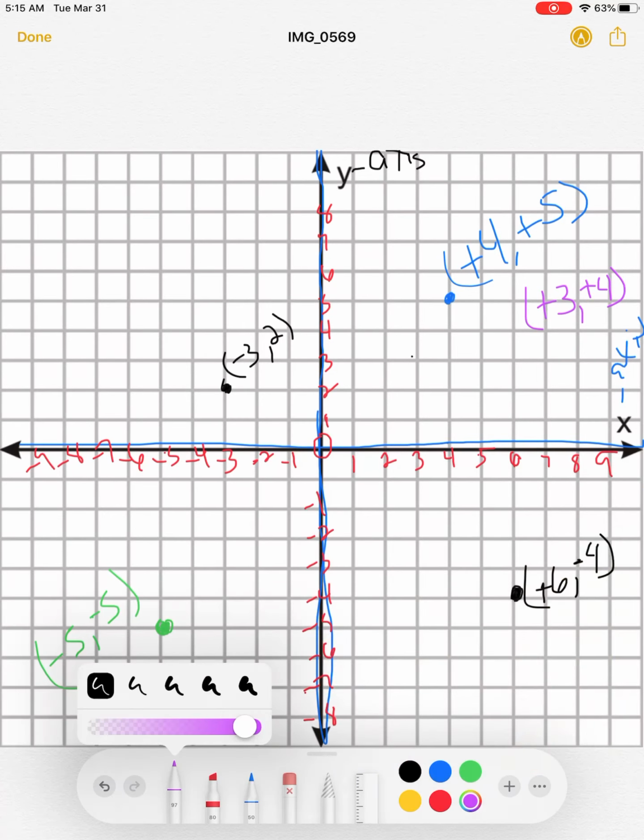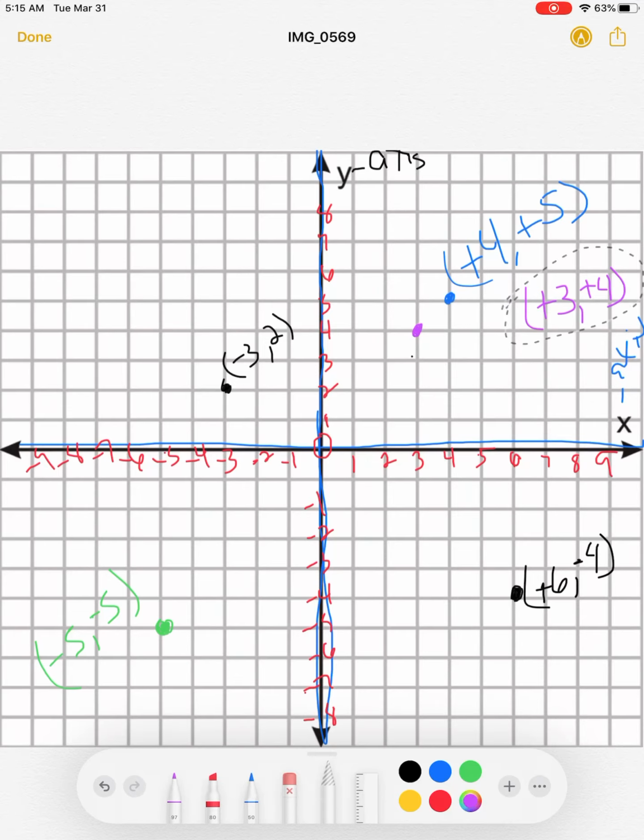So let's get ready to count. On the x-axis, positive 3 is here. And then on the y-axis, positive 4 stops here. So my coordinate point belongs there. And then I'm going to move my coordinate pair to indicate the coordinates that we plotted. All right? Okay, so I'm going to give you practice problems.